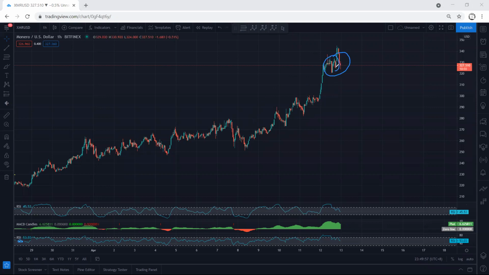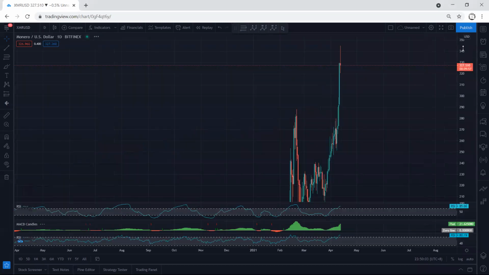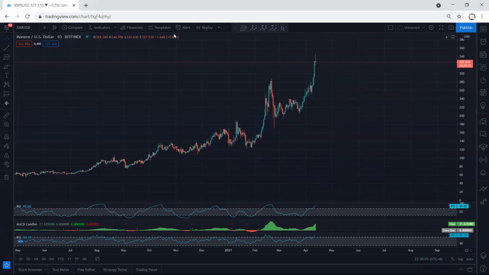Now the question is what we can get here, whether a bigger correction or how we can trade it. In this case, we move to the daily chart. As you can see, on the daily chart the price broke the previous top and we get this really sharp move. Mostly we can expect a correction. The question is whether we get the correction on a lower time frame, or even on the daily chart we can expect a bigger correction.